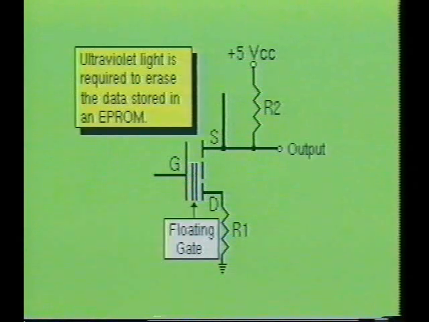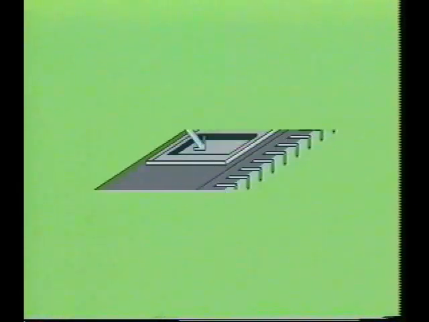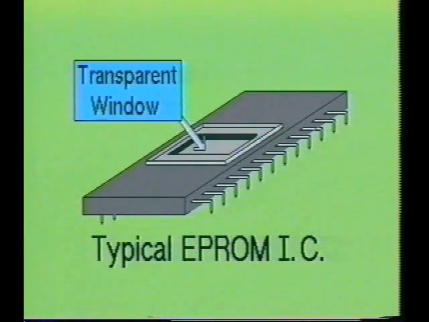To erase an EEPROM, it is necessary to remove the charge stored on the floating gate of the device. This is accomplished through the use of ultraviolet light energy. Since light energy is used to erase the data stored in an EEPROM, most EEPROM devices will have a transparent window that permits the memory circuits to be exposed to the ultraviolet energy.